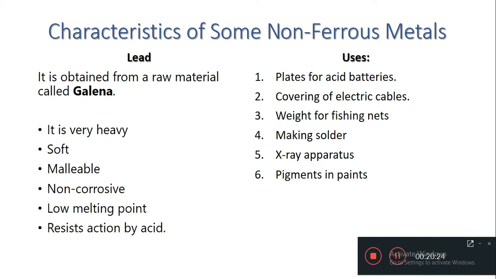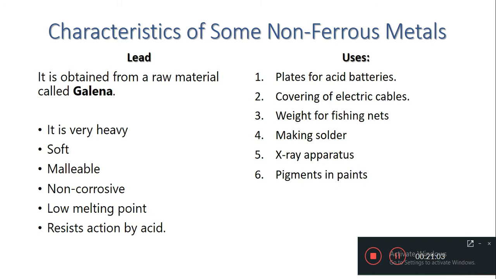Lead in its natural state is very heavy, although it's a soft metal. So not all heavy metals are very hard. Lead is a typical example of a very heavy metal that is soft. It is malleable and can be drawn into shape, and that can be used for many purposes. It is non-corrosive. You will know in a short time why we say lead is non-corrosive.